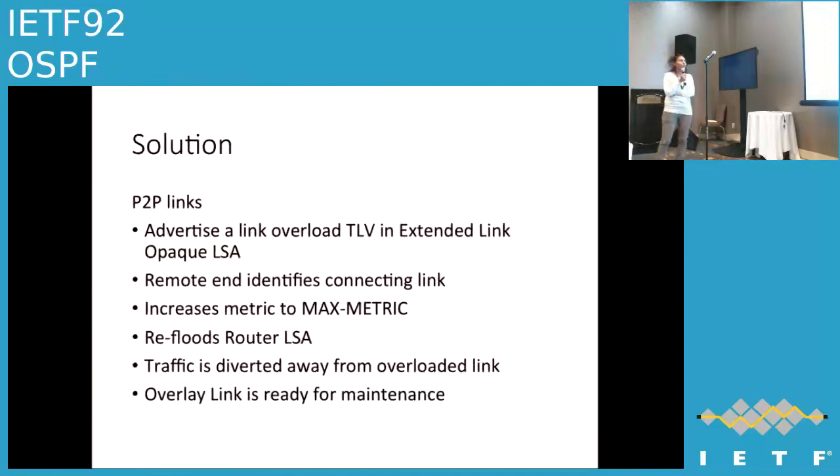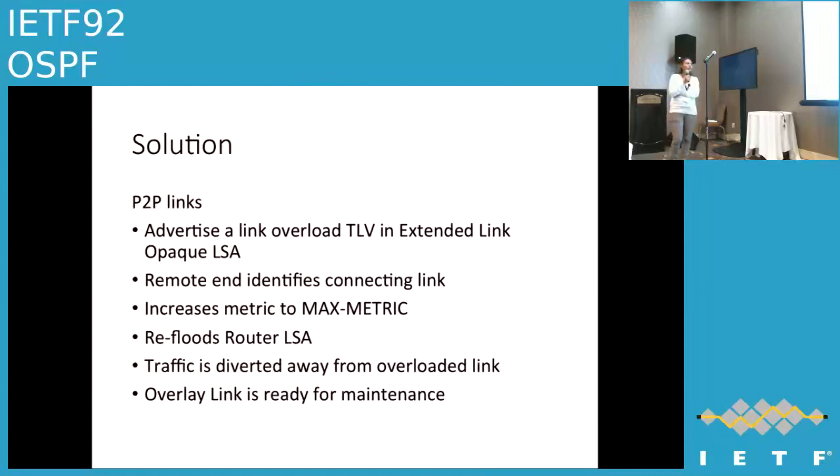The way we want to achieve this is to advertise a link overload sub-TLV in the extended link opaque LSA. The prefix/link attributes draft gives a way of defining the extended link opaque LSA, wherein you could carry attributes of the link. So there is an extended link TLV, and this link overload TLV would go as a sub-TLV of the extended link TLV. It identifies that the link is in overload state.